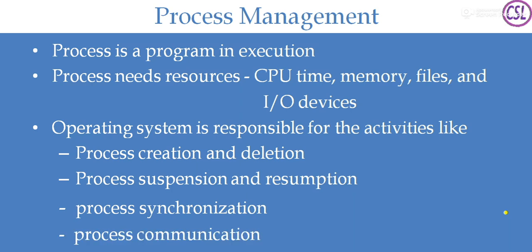Process communication. To establish communication between processes, we call it inter-process communication. In a computer, there are two types of processes, independent processes and cooperative processes. A cooperative process always depends on other processes. So in order to execute one process, it needs other processes' services. At that time, there should be communication between these processes. Now the operating system's task is to establish this communication.